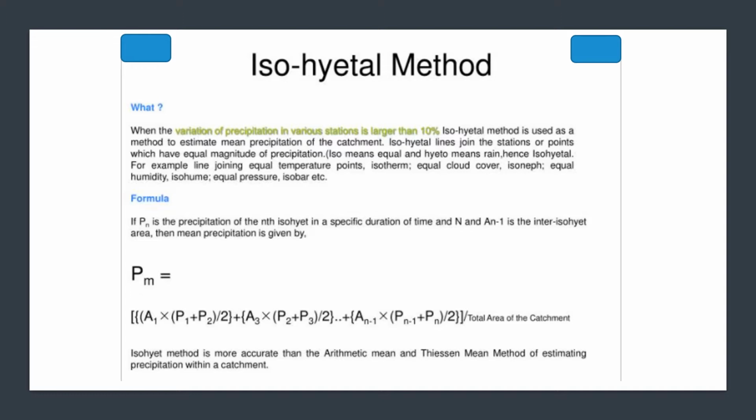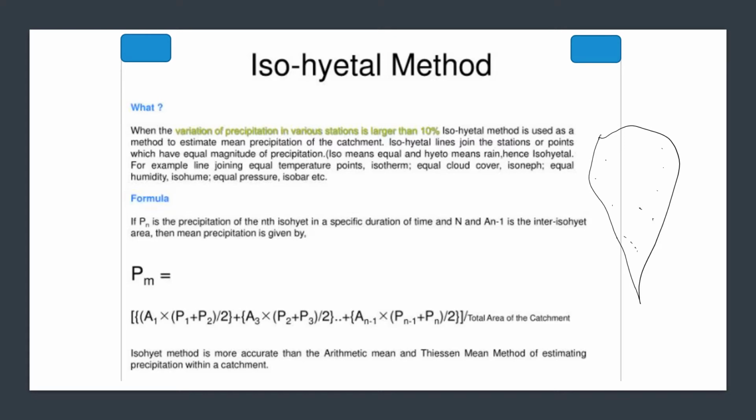Now, before beginning, let us explain what isohyetal lines are. So the isohyetal line is that line which connects the points which have equal precipitation. Suppose in a watershed there are different gauge stations, correct?